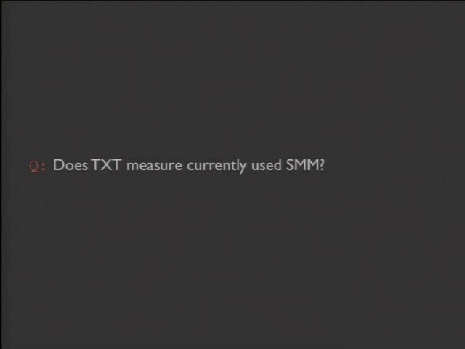So, does TXT measure currently used SMM? No, it doesn't. And it's good it doesn't, because it wouldn't make any sense even if it did, because running code is not that obvious to measure. We can measure code before loading it, because we can measure the text, the read-only data, the initialized data, but running code is extremely difficult to measure. I spent some years researching this topic, and it's simply infeasible.